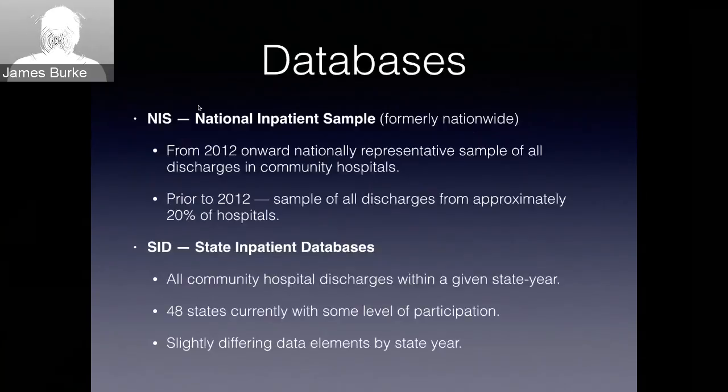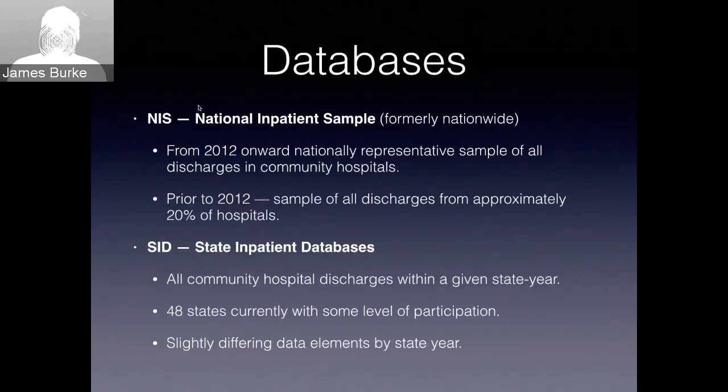SID, and I'm going to talk about these two at a little more length, because these are the ones that we have IHPI-wide considerable access to. As I mentioned, it's all community hospital discharges within a given state year. Community hospital basically means it does not include the VA and military hospitals and some state-run facilities, but it's basically what we think about as hospital care. It's darn near all of it, with the exception of some isolated systems.